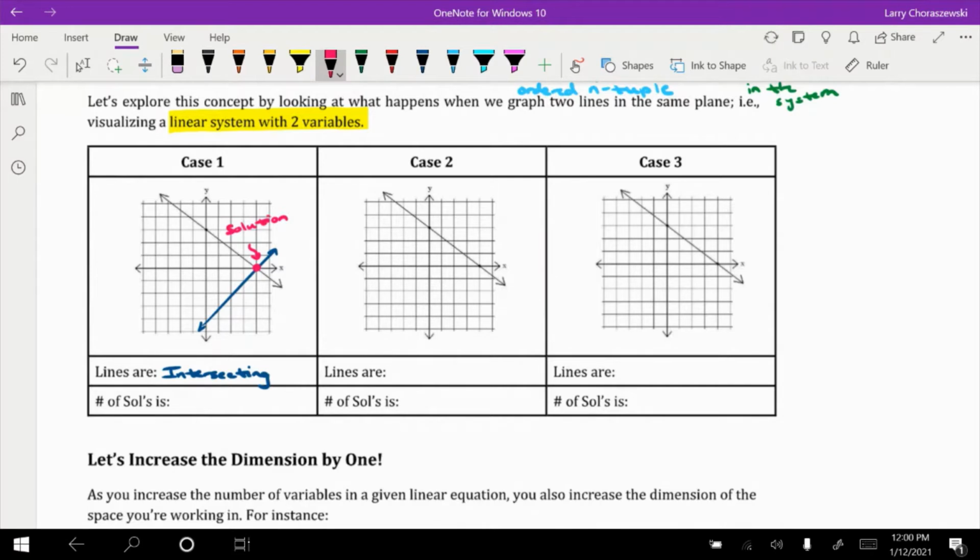How many solutions would there be to something like this? One solution. Just one solution, yep. So a system like this does have some terminology involved with it as well. It's called a consistent dependent system, which I'll add right here.